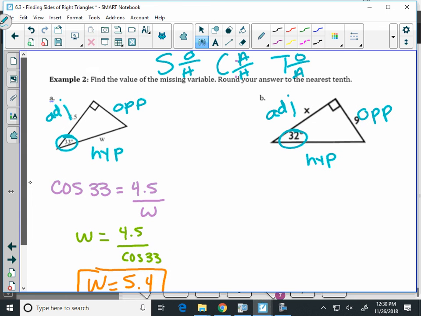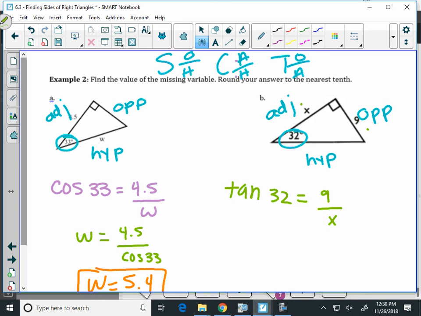Based off our info, based off which side has my variable, which side has my number. Are we using sine, cosine, or tangent? Why are we using tangent? Yeah. Adjacent has our variable, opposite has my number. This has opposite and adjacent. So we have to use tangent. So we say tangent of the angle equals opposite over adjacent.